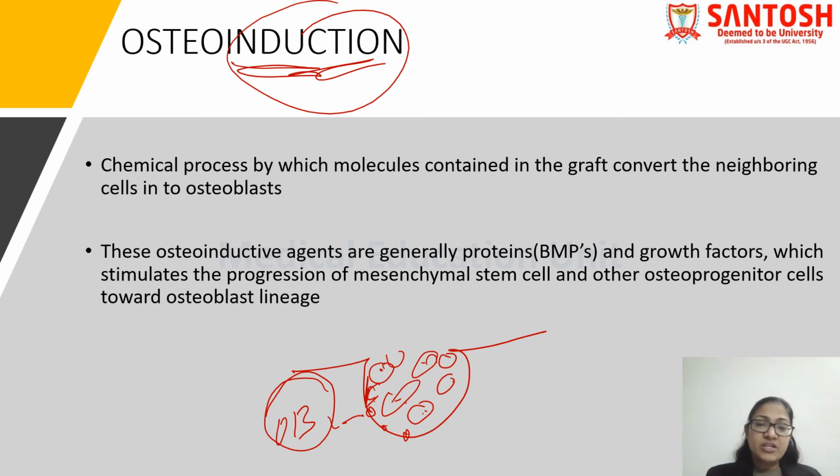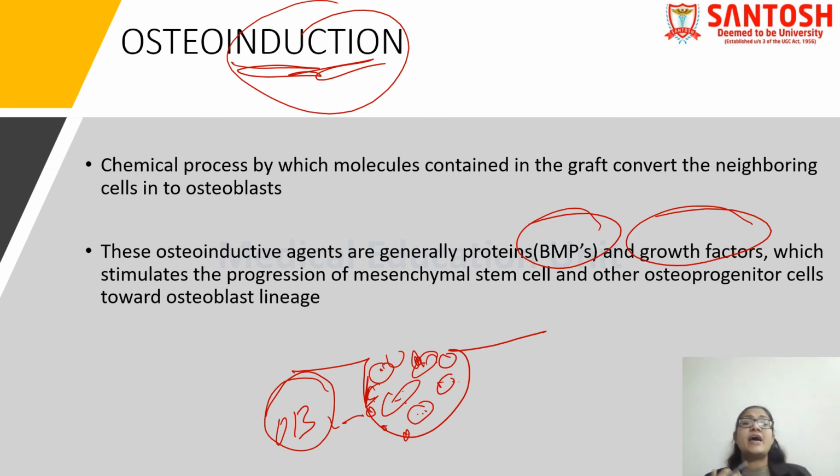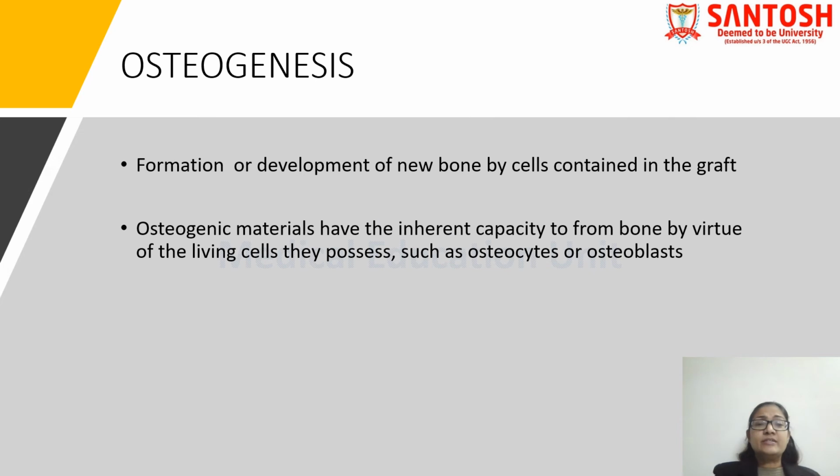But for this, we need to add some extra features into this bone graft, right? So what are those extra things? They are your bone morphogenic proteins and your growth factors. So whenever a graft is enhanced or enriched with BMPs and growth factors, it becomes an osteoinductive graft. So let's look at the last, that is your osteogenesis.